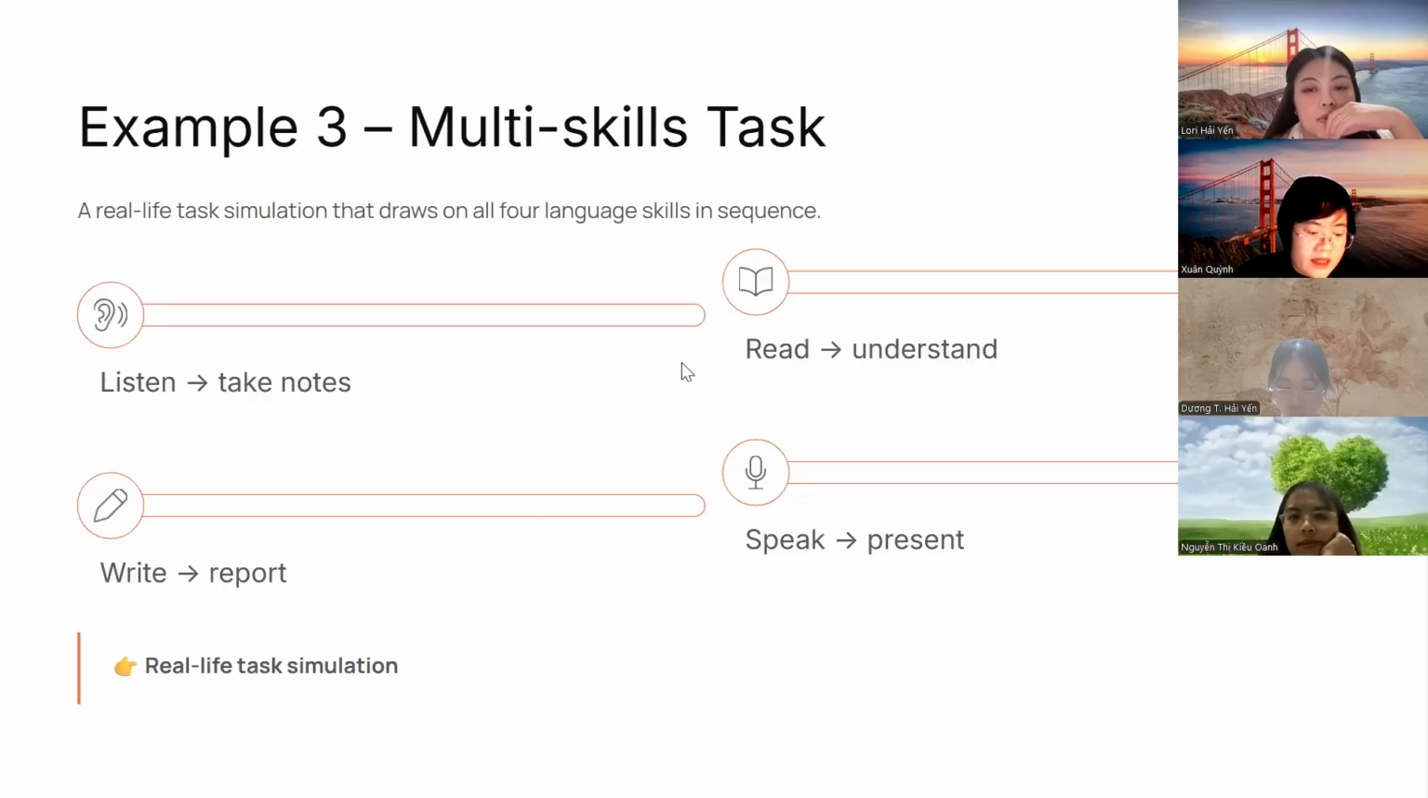In more complex tasks, students may need to use multiple skills. For example, they listen to a lecture, take notes, read additional materials, write a report, and finally present their ideas. This stimulates real-life situations where multiple skills are required.